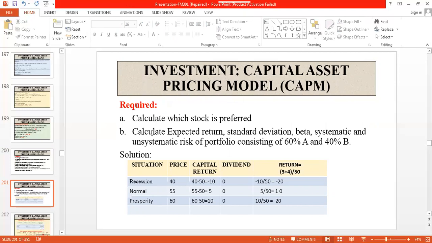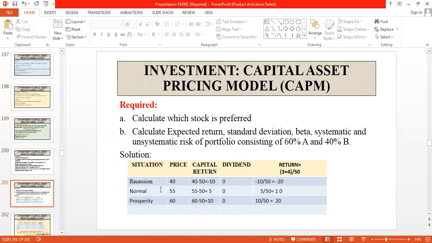If you want to know which stock is preferred, you have to calculate expected return, standard deviation, and on the basis of that, you will compare the expectation and standard deviation of stock A and stock B, and then you can conclude which one is preferred. For stock B, you don't have to make any calculation. For stock A only, you have to make the calculation. So look at this table.